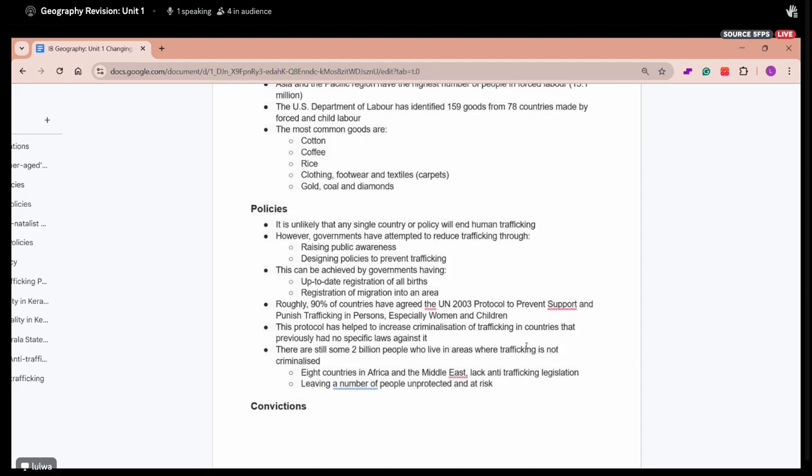So there has to have been policies made, right? However, it is unlikely that any single country or policy will end human trafficking, unfortunately. However, governments have attempted to reduce trafficking through public awareness and designing policies.